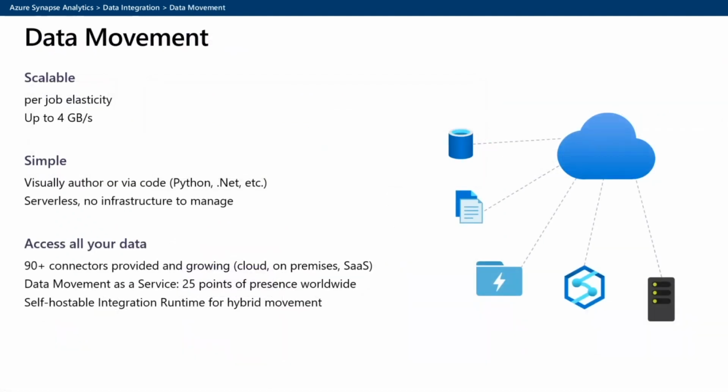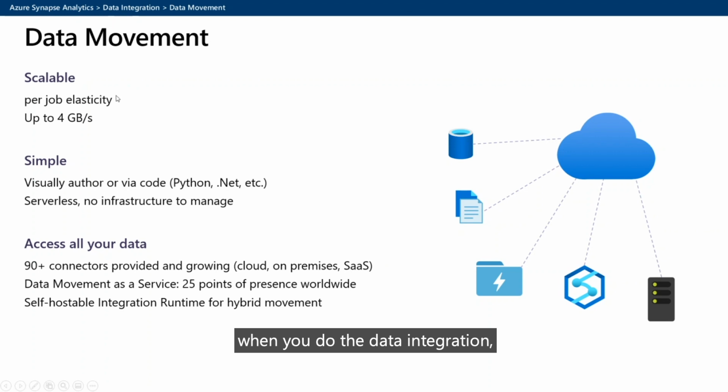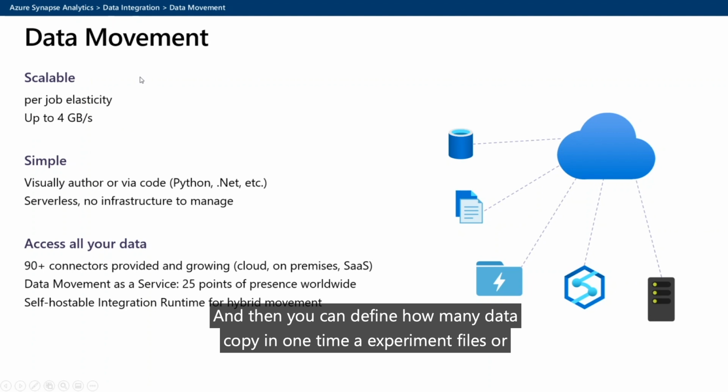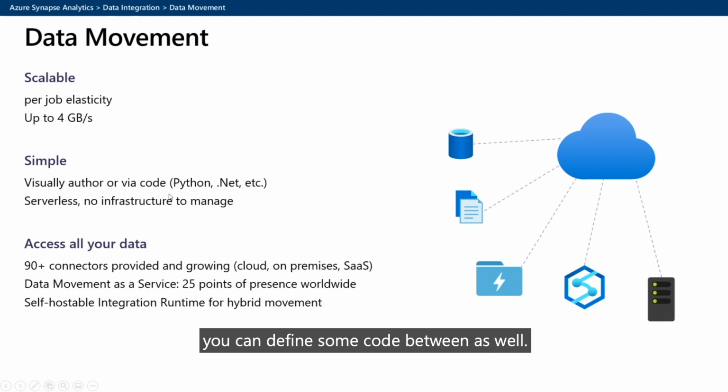And then we will have the data movement as well. On Synapse Analytics, when you do the data integration, we can have speeds of up to 4 GB per second. Especially for data movement, you can have lots of parallelism, and you can define how many data copies to run at one time, especially files or tables. You can do a lot of things, and you can also define some code in between.